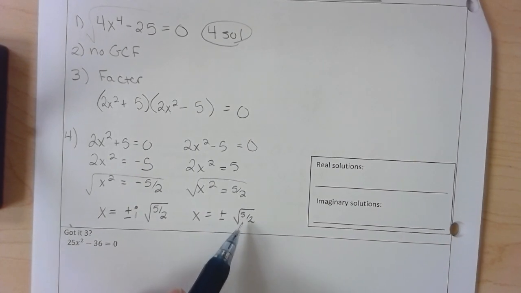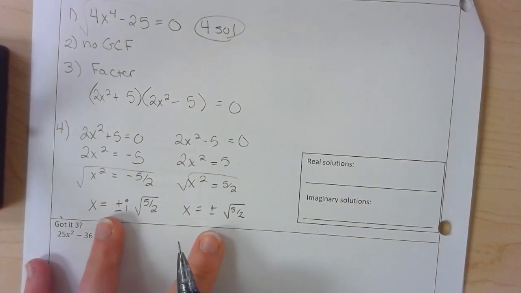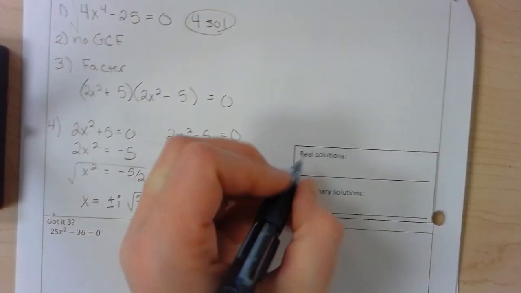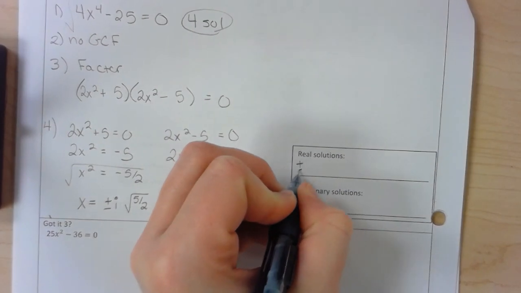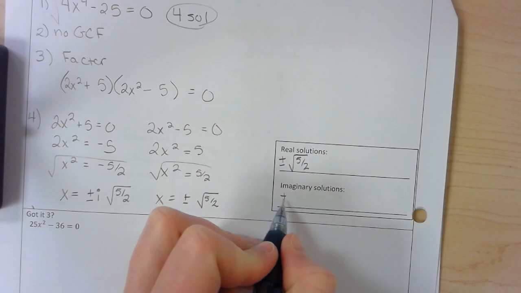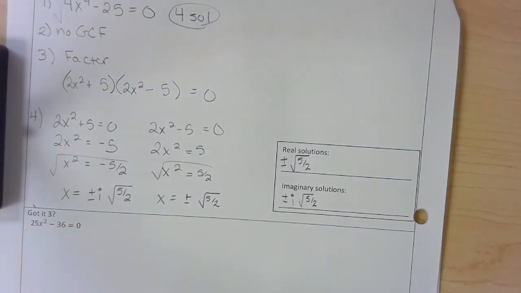You should rationalize this by multiplying top and bottom by square root of 2, but for our purpose right now, I want you to see that there's 2 imaginary answers and there's 2 real answers. So the 2 real answers are plus and minus square root of 5 over 2, and the 2 imaginary answers are plus and minus i square root of 5 over 2. And that does fit our graph.